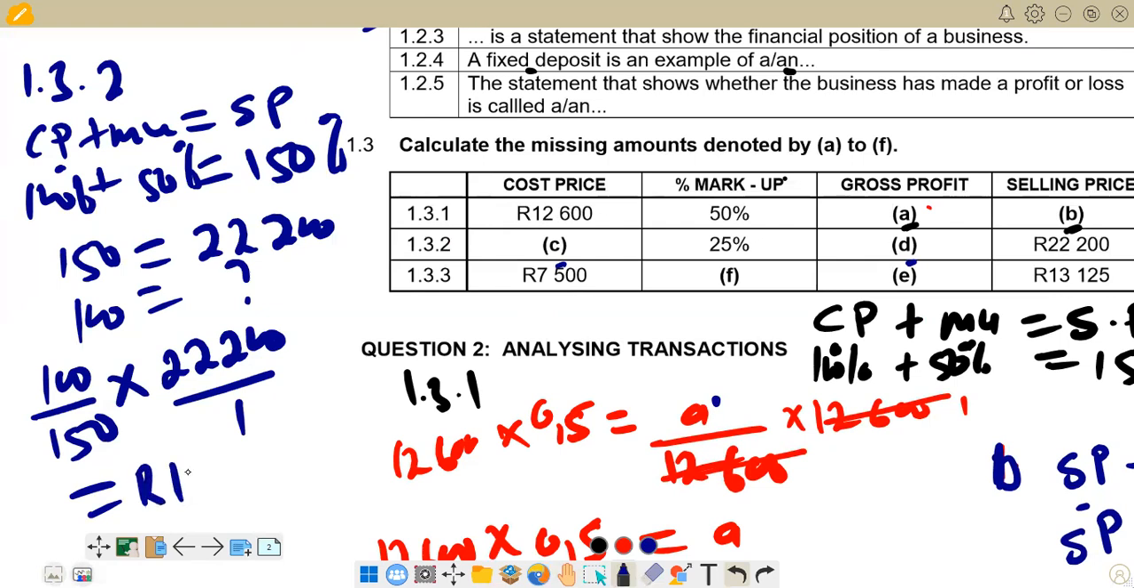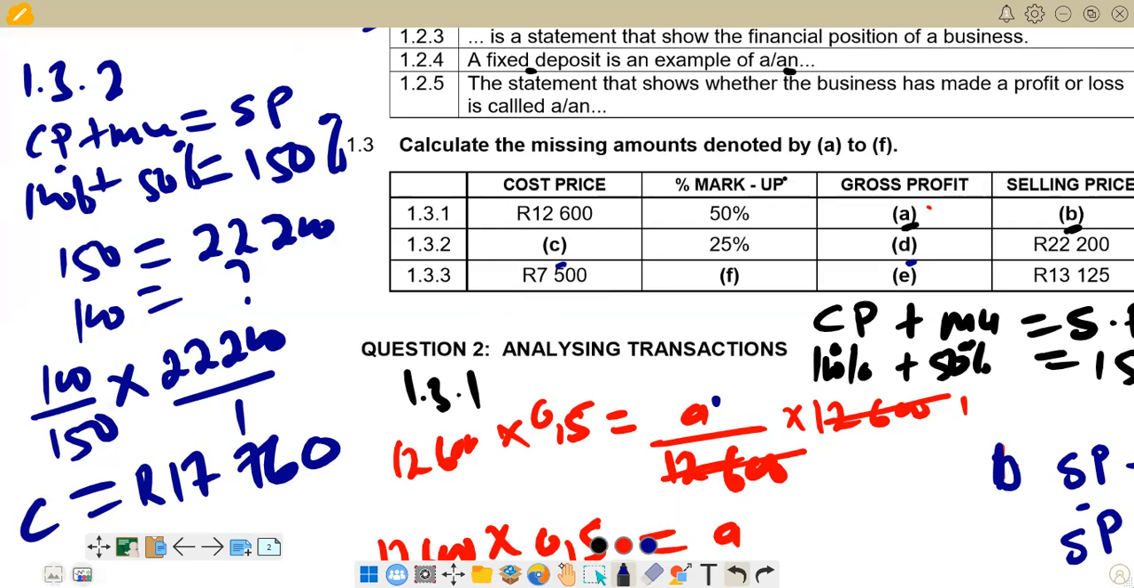So here we are now having 17,760, and this is representing our cost price, which is C. So this is our C. Then we go to our D. Our D now is the gross profit. And remember, we said we can find gross profit by saying selling price minus cost price.